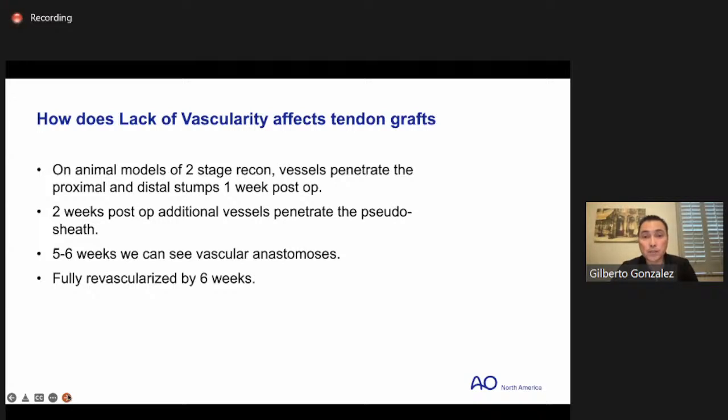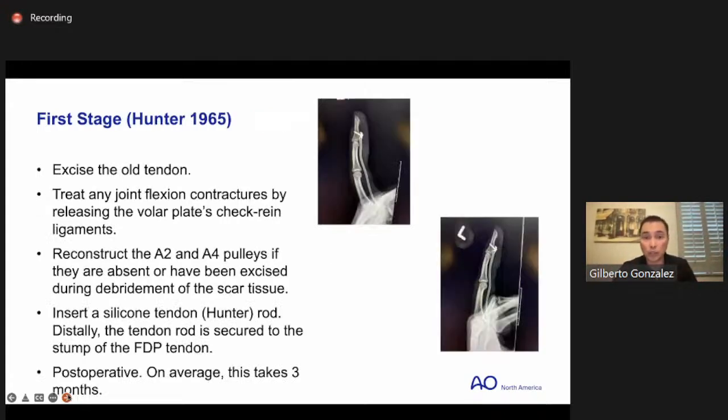Some people are detractors of this 2-stage procedure because they cite the lack of vascularity in these tendon grafts. Some animal studies have demonstrated that from week 1 to week 6 there is a revascularization of the grafts that we use. So let's show these little images of the first stage of this procedure described by Hunter in 1965, where we excise the old tendon and treat any previous contractures. If necessary, we reconstruct the A2 and A4 pulleys.